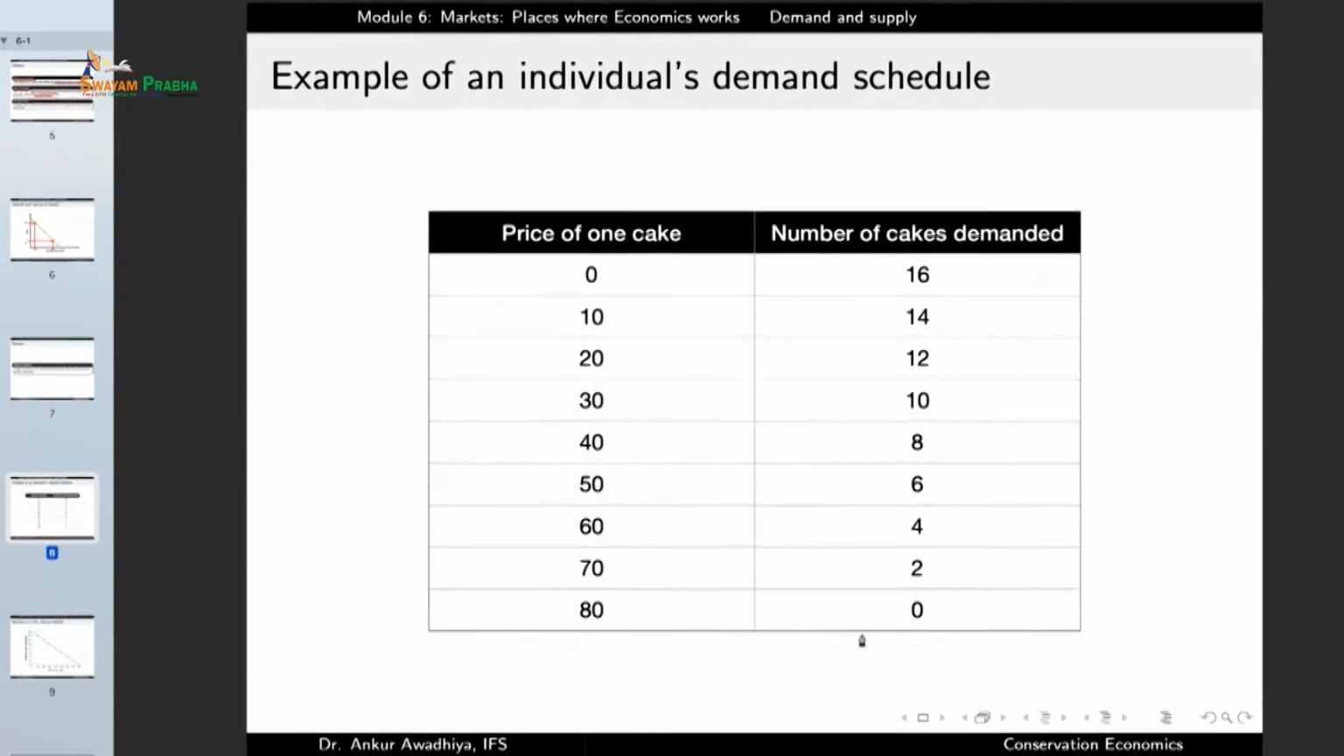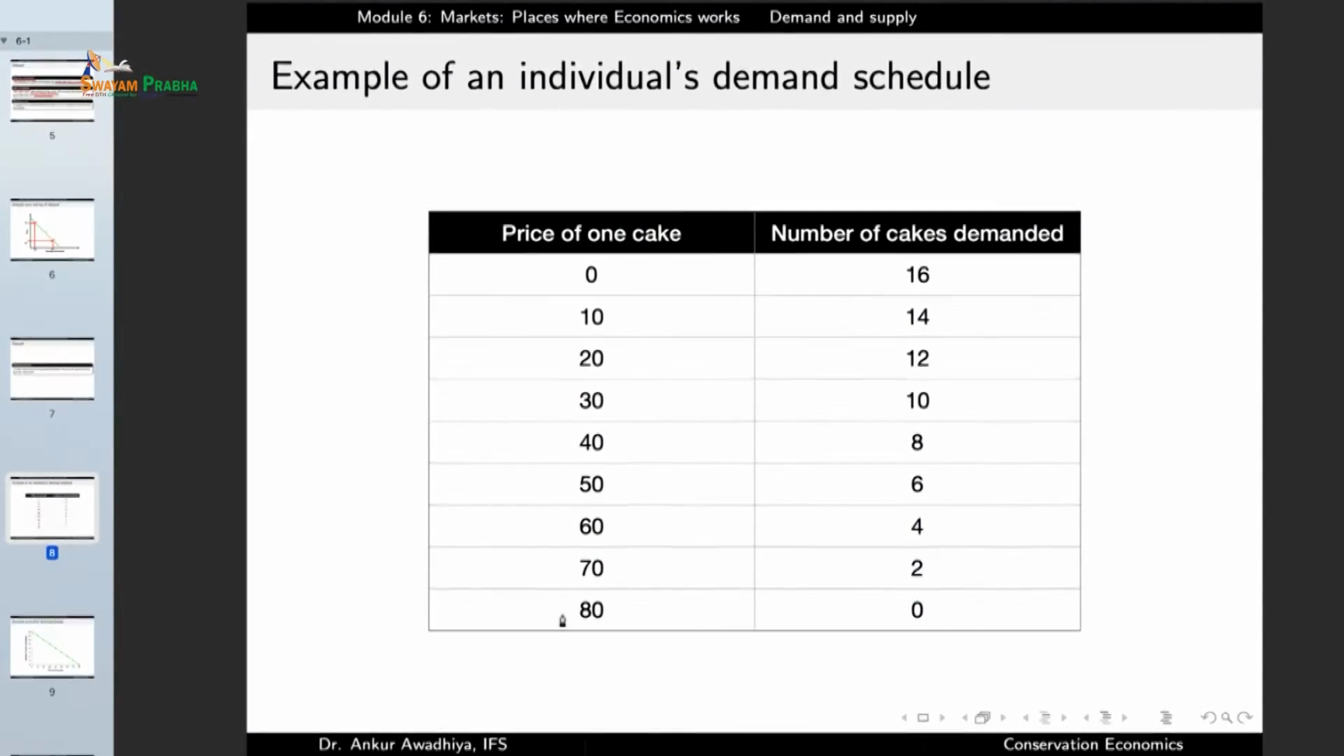Now, suppose there is a market for cakes. You go to this market and you decide that the value that a cake is going to provide to you is equal to 80 rupees, which means that the value of the cake in your eyes is 80 rupees. So, will you be paying anything more than 80 rupees? The answer is no, because you are doing rational thinking.